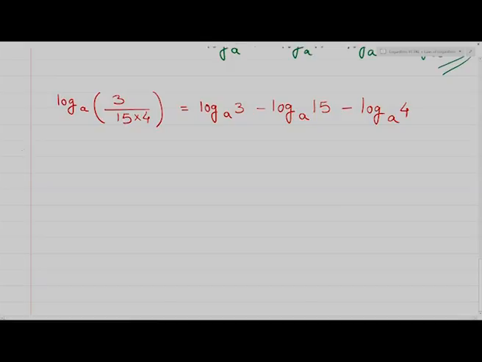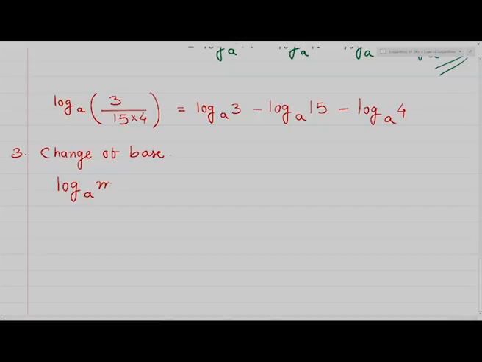Now, let us take the third property, which is change of base property. This can be quite helpful when you have some complicated bases or you have to change the base of some log. So, change of base property says that if I have log to the base a of m, then I can change the base of this logarithm to c by using this manipulation. Okay. So, this is the change of base property.